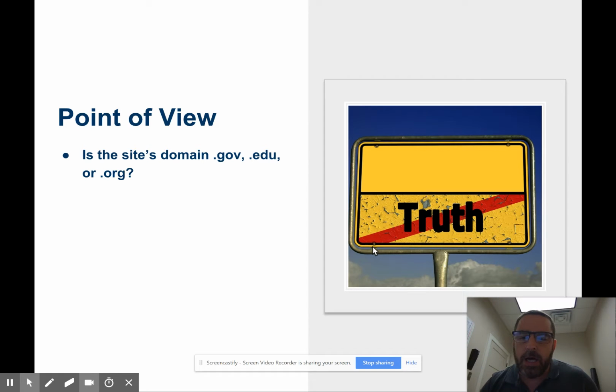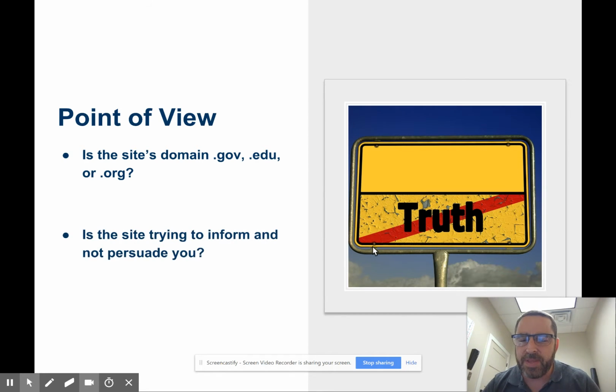If you see .com, that means commercial, and that's the one that anybody can build. And if you see .net, that's a network, like a group of .coms all working together. If you see either one of those, it doesn't mean you can't trust it, but it means you need to be a little bit more suspicious. Also, you need to look at the point of view and the perspective of the site. What is it trying to do? Is it trying to simply inform you, or is it trying to persuade you to believe a certain way?